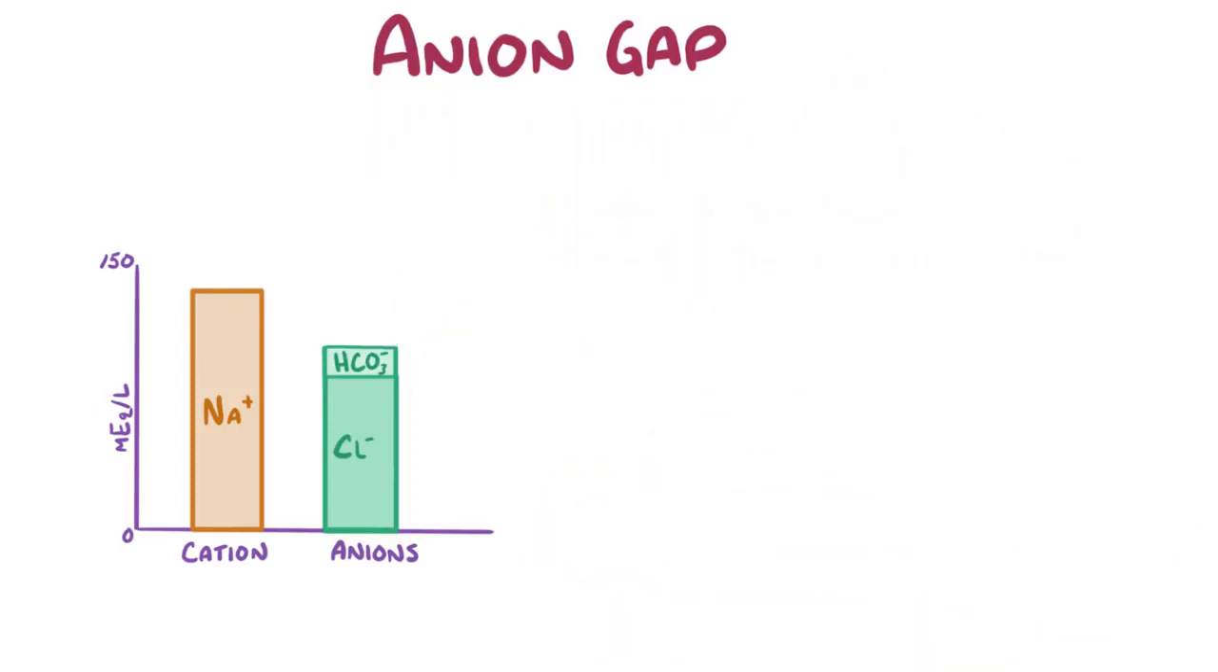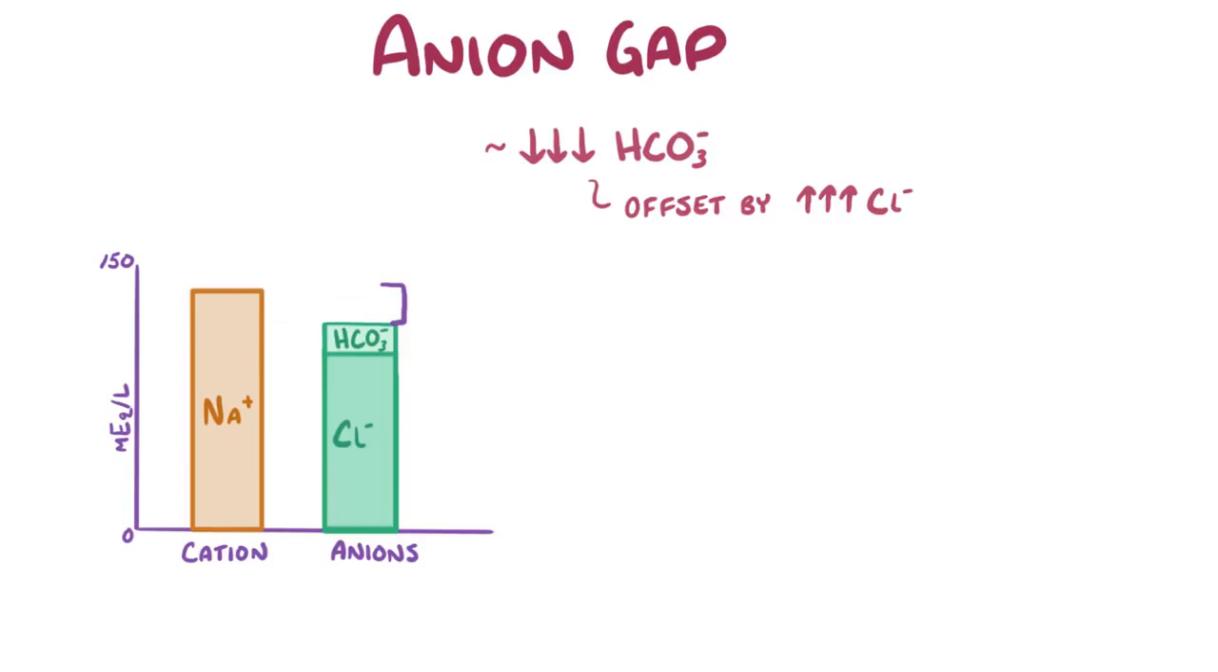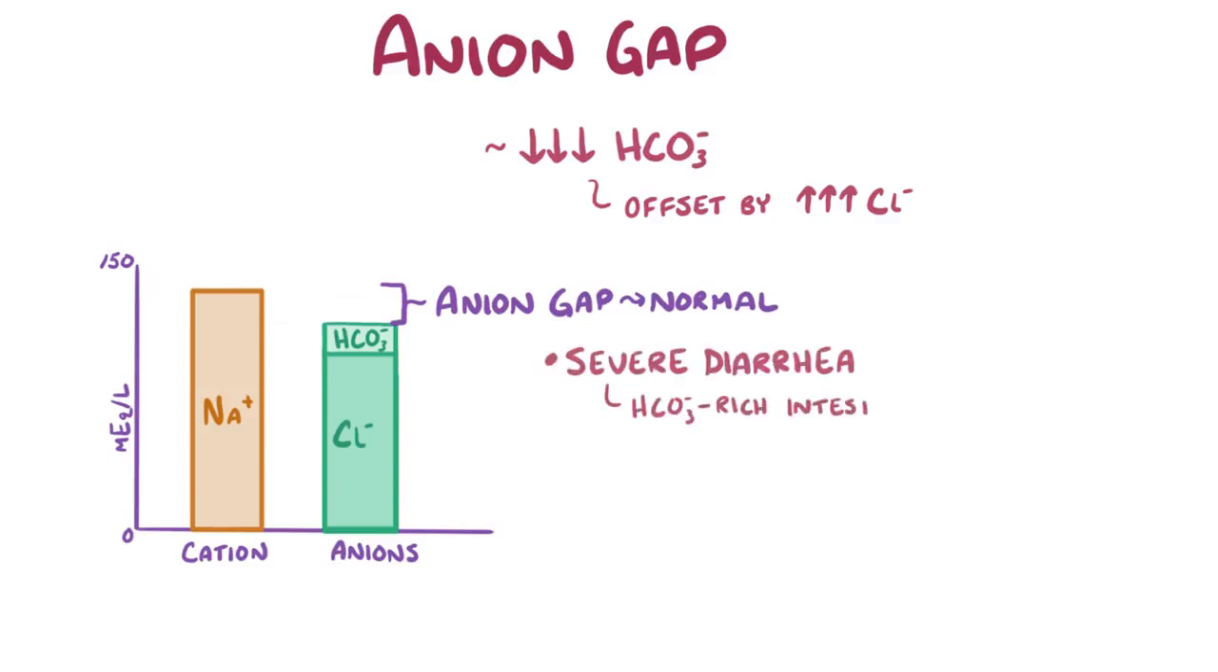In contrast, in other cases of metabolic acidosis, the decrease in bicarbonate ions is offset by the buildup of chloride ions, which are part of the anion gap equation, so the anion gap remains normal. The most common cause is severe diarrhea, where bicarbonate-rich intestinal and pancreatic secretions rush through the gastrointestinal tract before they can be reabsorbed.